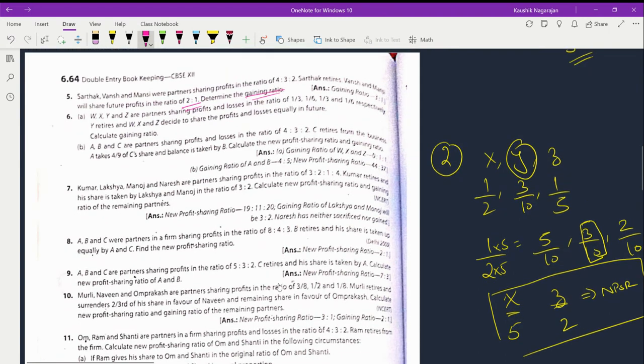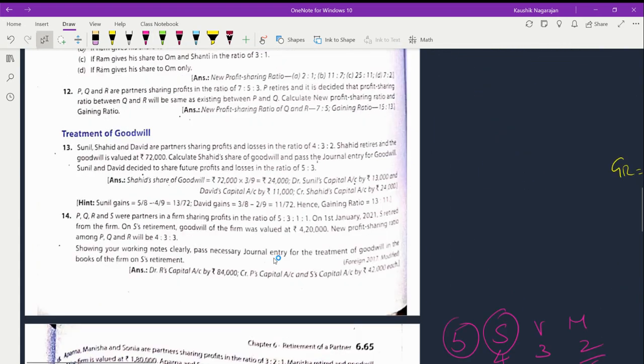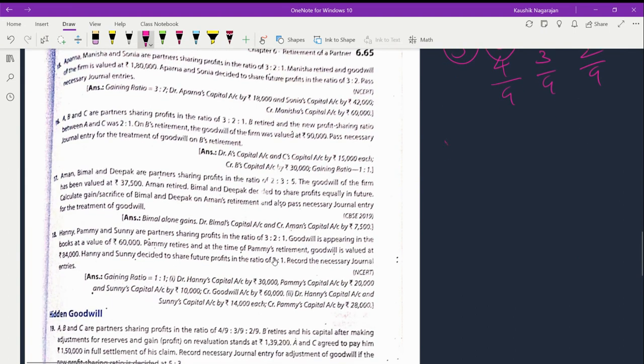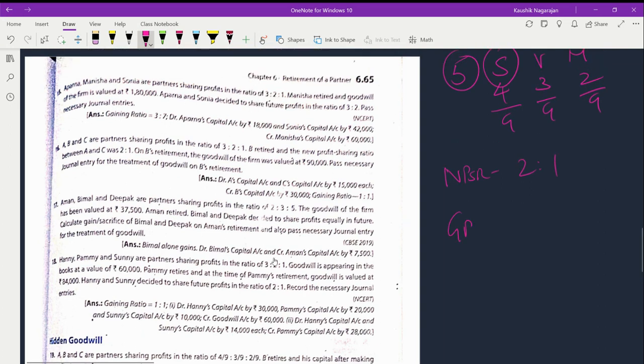Okay, and it was said that the share of S is taken by Vansh and Mansi in the ratio of 2 is to 1. So the future profit sharing ratio, 2 is to 1, is given to us. So NPSR is 2 is to 1. Now you need to find out the gaining ratio.